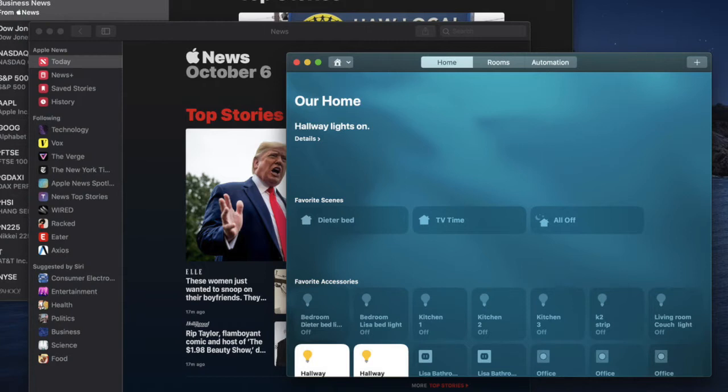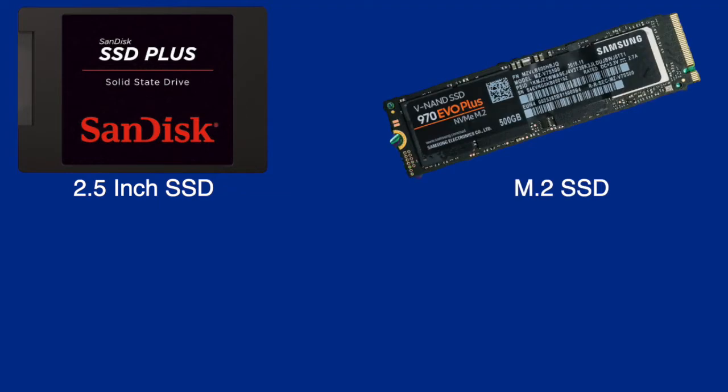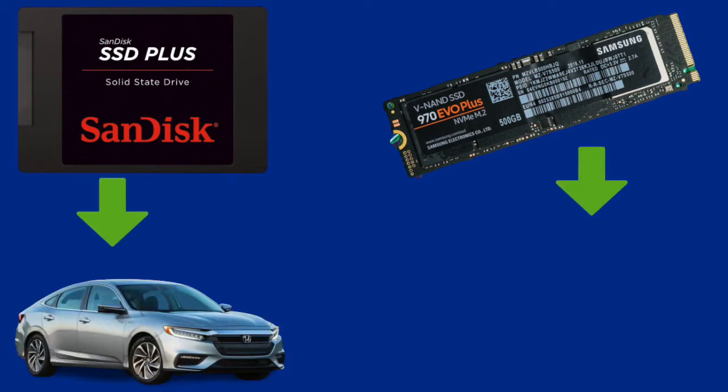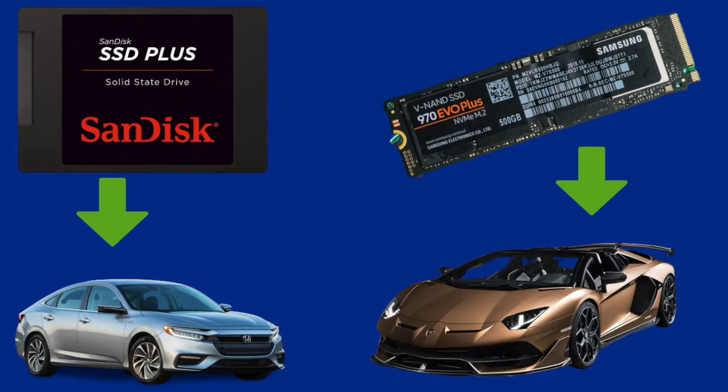It's faster with an SSD. But there are also two kinds of SSD: a 2.5 inch SSD and the other one is M.2. You can think of the 2.5 inch SSD like normal cars. They don't have that much speed compared to the sports car. And M.2 is like a sports car. It has a lot of horsepower. So that's how it works. That's the example for the solid state drive and the hard disk drive.